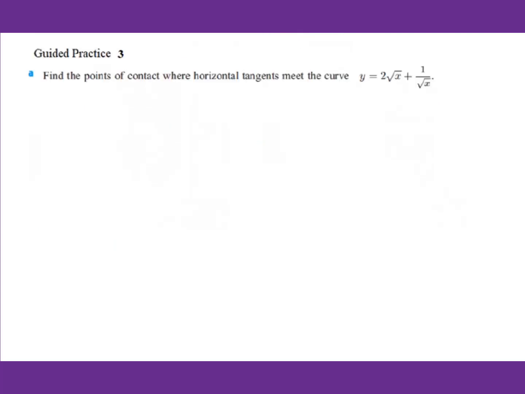Let's go to guided practice 3 for A. Find the points of contact where horizontal tangents meet the curve y equals 2 square root of x plus 1 over square root of x. Horizontal tangent line, that means y equals y1, basically. In other words, the slope of the tangent line equals 0.